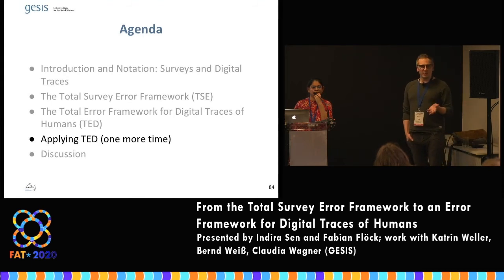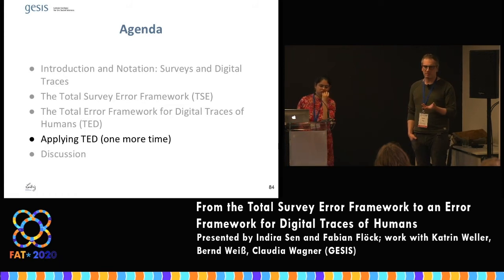Yeah, I guess from experiments you could also learn, natural experiments for sure. But in general, I see more a connection to the survey, to how survey error is approached, than to experiments, I would say.